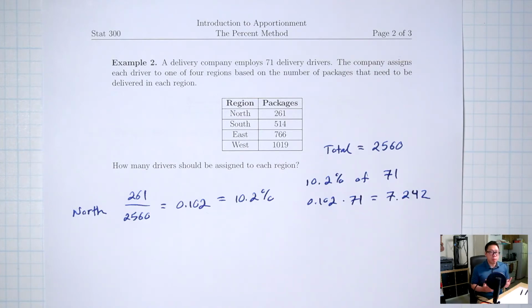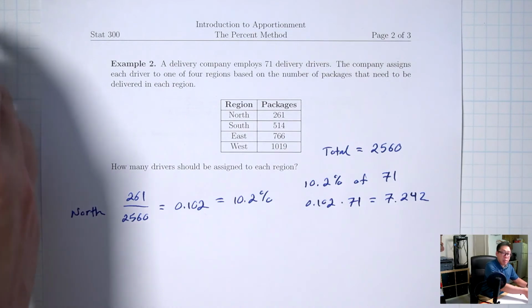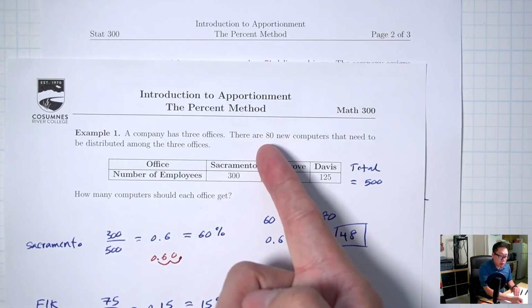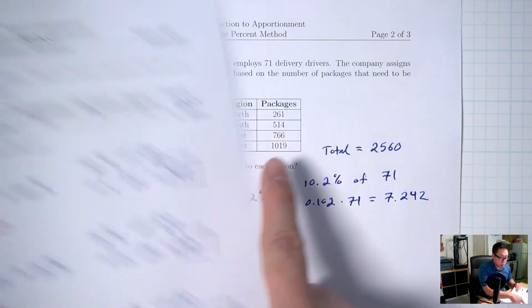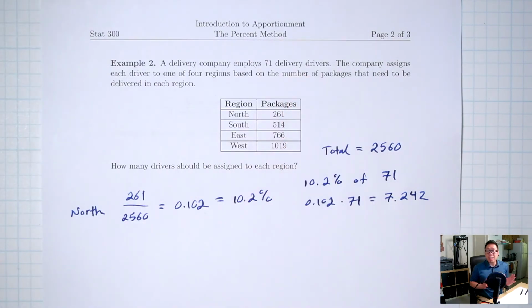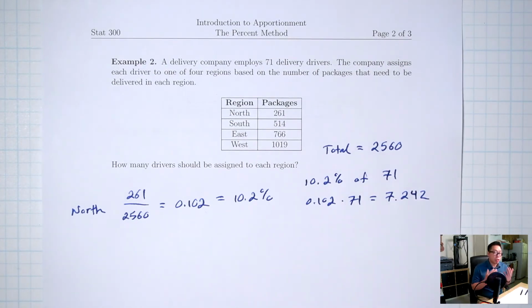So in apportionment, what we're doing is we're sharing a resource. In this case, we're trying to share 71 drivers. In example 1, we were sharing 80 computers. Okay, and notice that these things, the computers and the drivers, we can't cut up, right? So I can't cut up the number of drivers to be exactly 0.242. So the apportionment problem, we're sharing a resource, and that resource can't be cut up. That's really the issue here, right? We're trying to share a resource that can't be cut up.